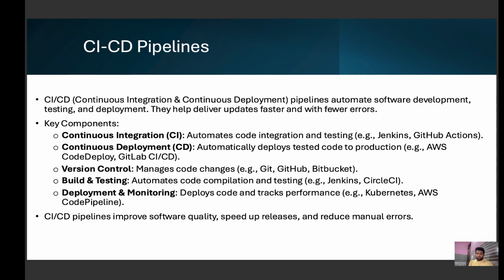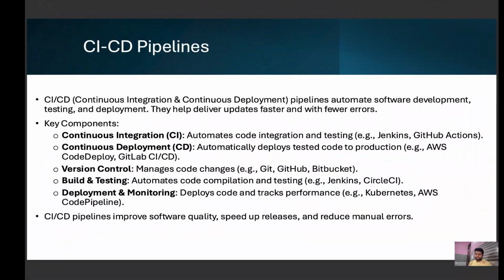So deployment and monitoring as well. It deploys the code and tracks the performance, like the Kubernetes AWS pipeline. We can also log those pipeline errors into some of the desired databases where we want to store those logs. And a CI/CD pipeline is used to improve the software quality, set up the release and management, and it also reduces the manual errors.